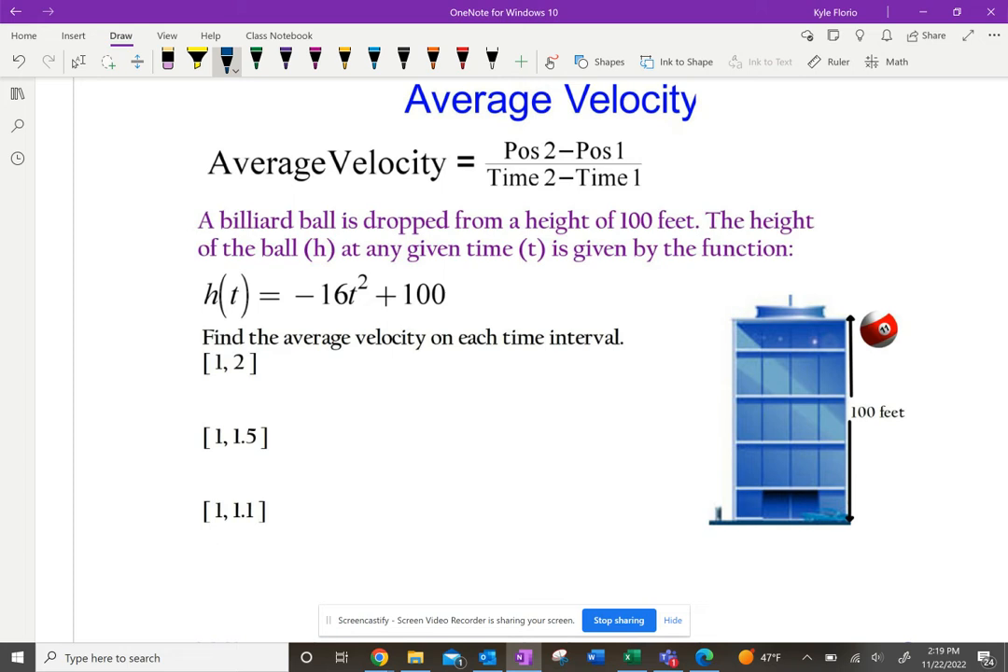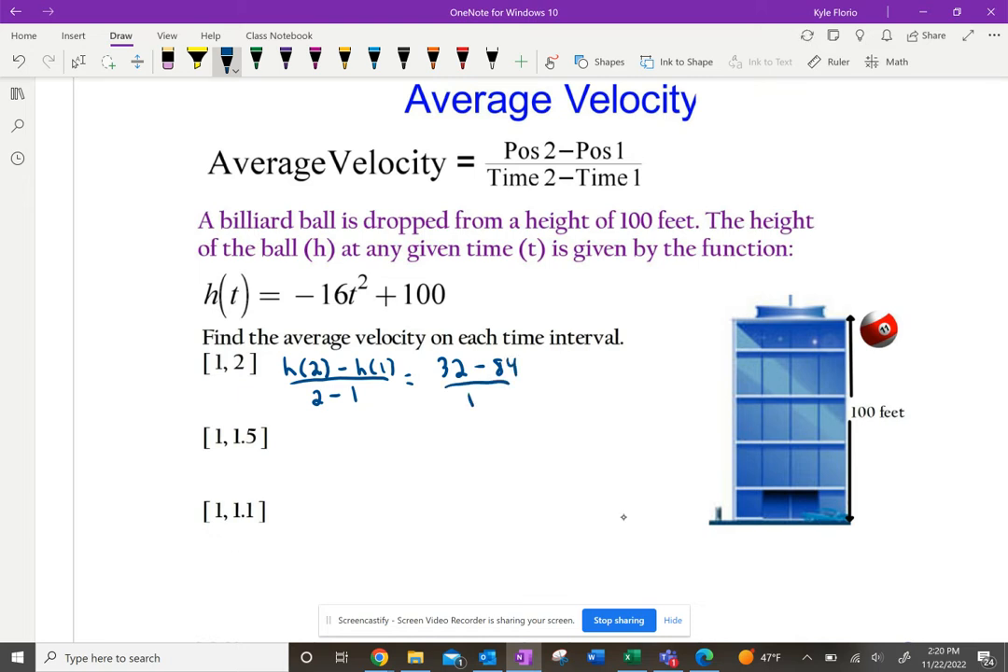We're going to take the height after 2 seconds minus the height after 1 second, over 2 minus 1 second. So the height after 2 seconds, if we plug 2 into this function, 2 squared is 4. 4 times 16, I think 64. And 100 minus 64 is 36. And then h of 1, if I plug 1 into this, is just 100 minus 16, which is 84.